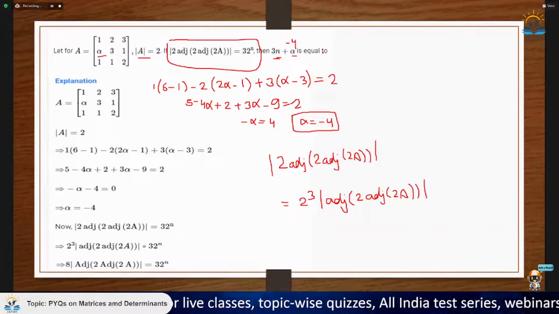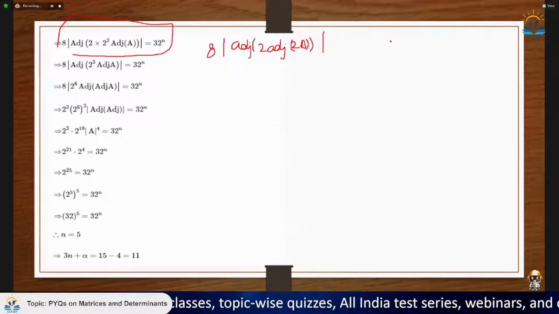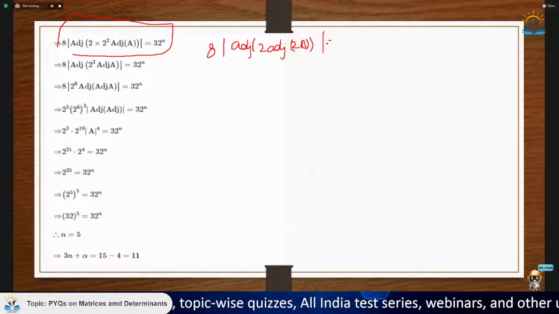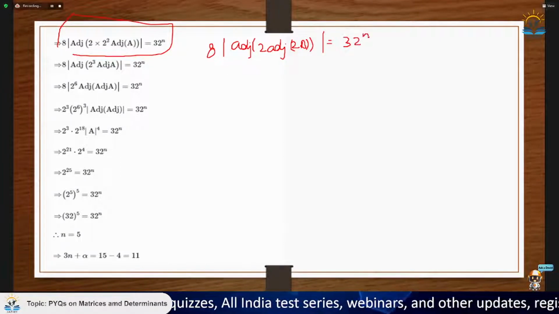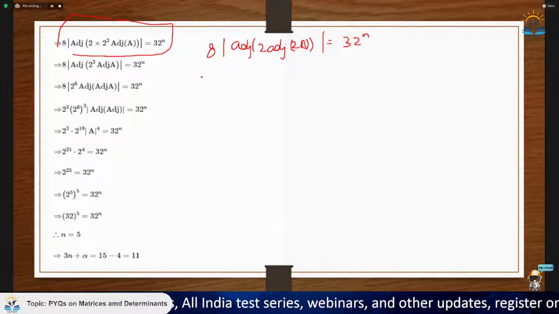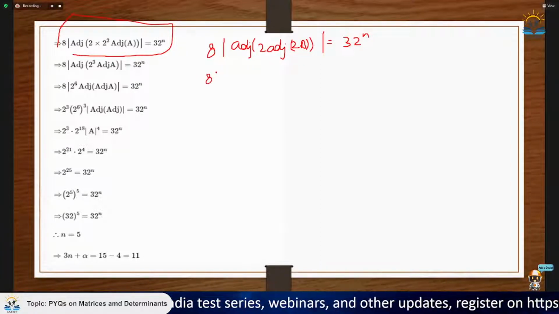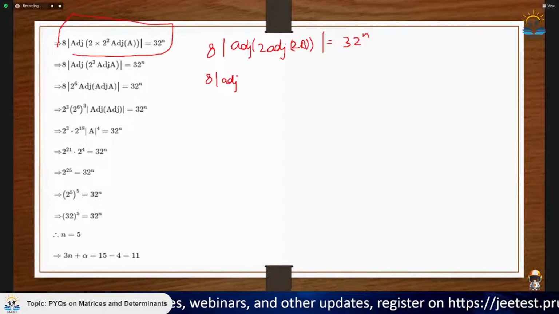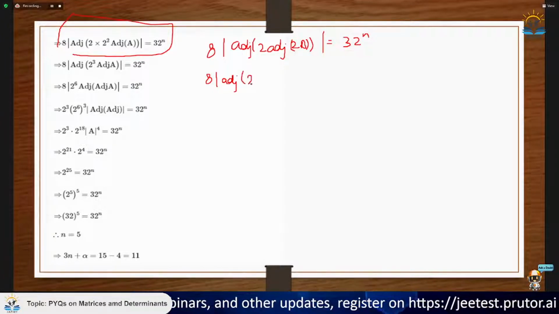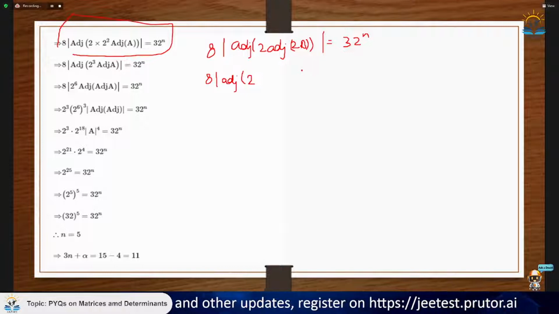I think this was it. Yes, equal to 32 power n. Cool. Now use the property of adjoint. 8 times adjoint of 2. Now here use the property.